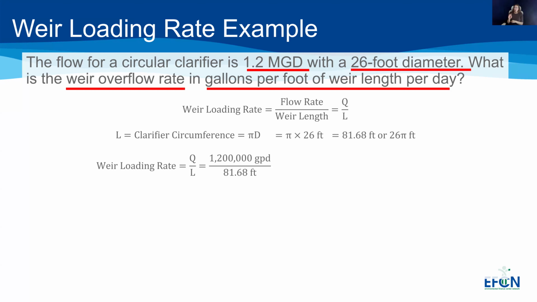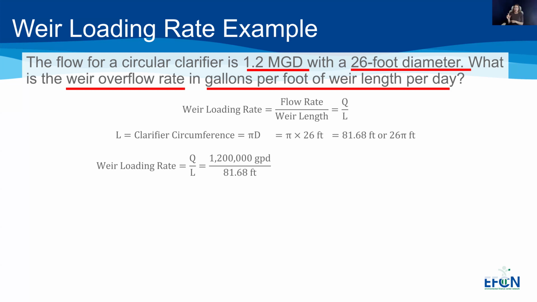Now, as I mentioned previously, we had 1.26 MGD as the flow. So we were given a flow. However, it was not in the correct units at the time. So if we multiply that by 1 million, because there's 1 million gallons in an MG, we will get 1,260,000 gallons per day as our flow. So we can plug that into the equation that we started with, the weir loading rate equation, and that is represented by Q. So 1,260,000 gallons per day divided by that L that we calculated, the 81.68 feet.